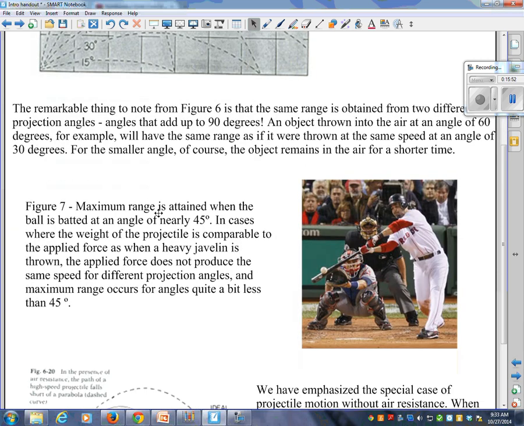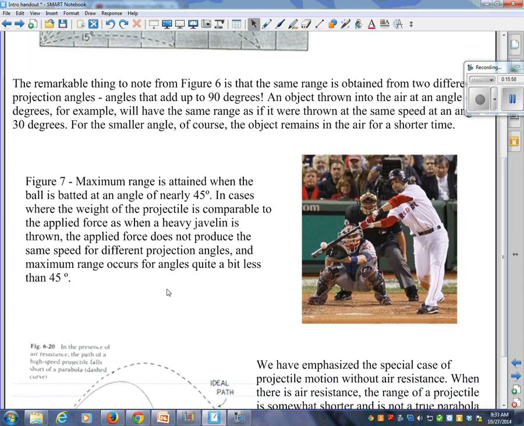Figure 7. Maximum range is attained when the ball is batted at an angle of nearly 45 degrees. In cases where the weight of the projectile is comparable to the applied force, when a heavy javelin is thrown, the applied force does not produce the same speed for different projection angles. So for heavy objects this isn't true. But for regular, everyday baseball-size and weight things, it's 45 degrees.